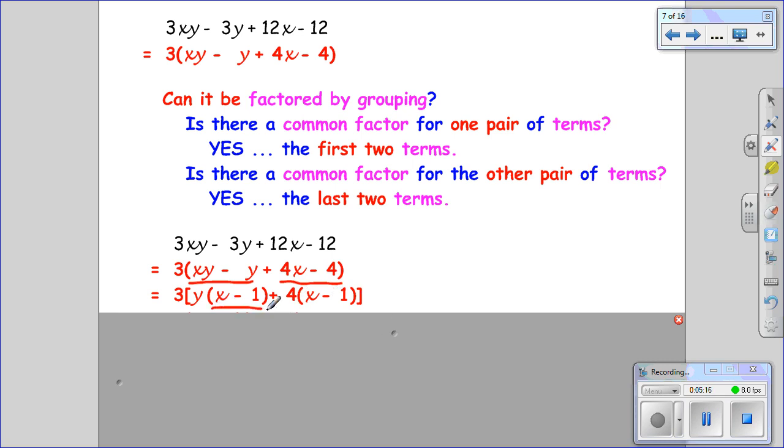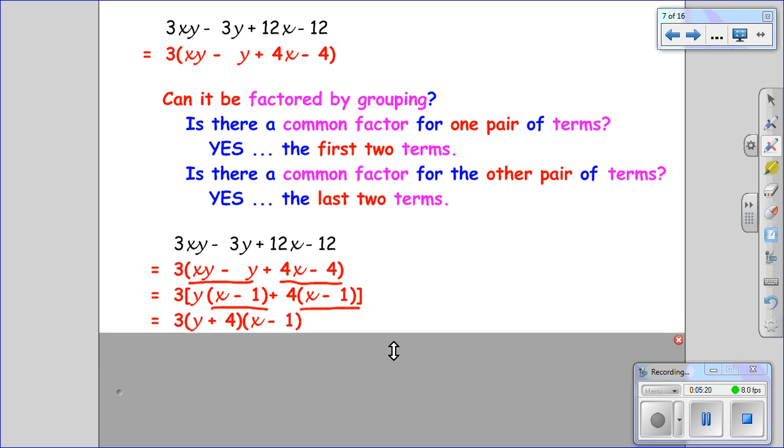Now I can see that they both have a common factor of x minus 1, which I'm going to factor out, and here I'm left with the y, and here I'm left with the positive 4, and that's where this factor of y plus 4 comes from. And the 3 just stayed out in front.